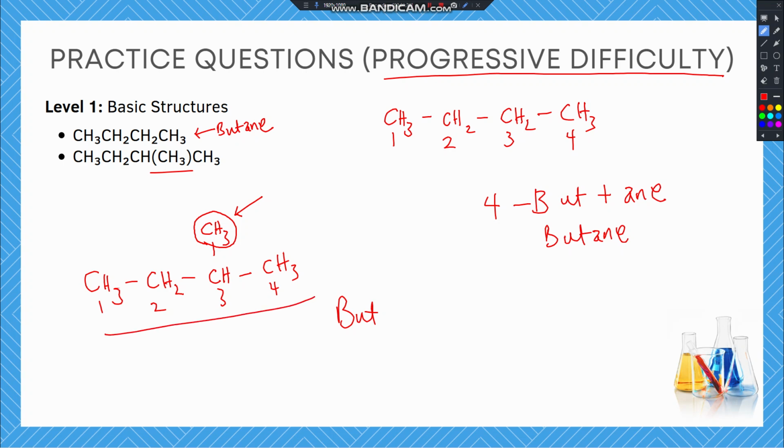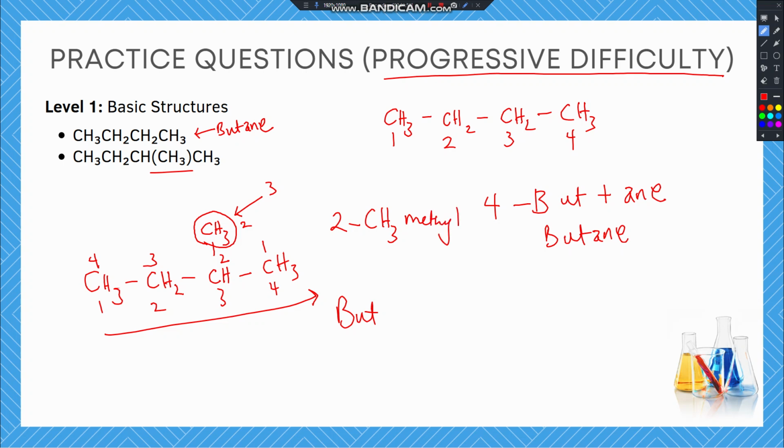Counting from left to right makes this guy have number 3. But if we count from right to left, that will be 1, 2, 3, 4. This will have number 2. So we have to count from right to left. So counting from right to left, we have number 2 carrying CH3, and that is methyl.